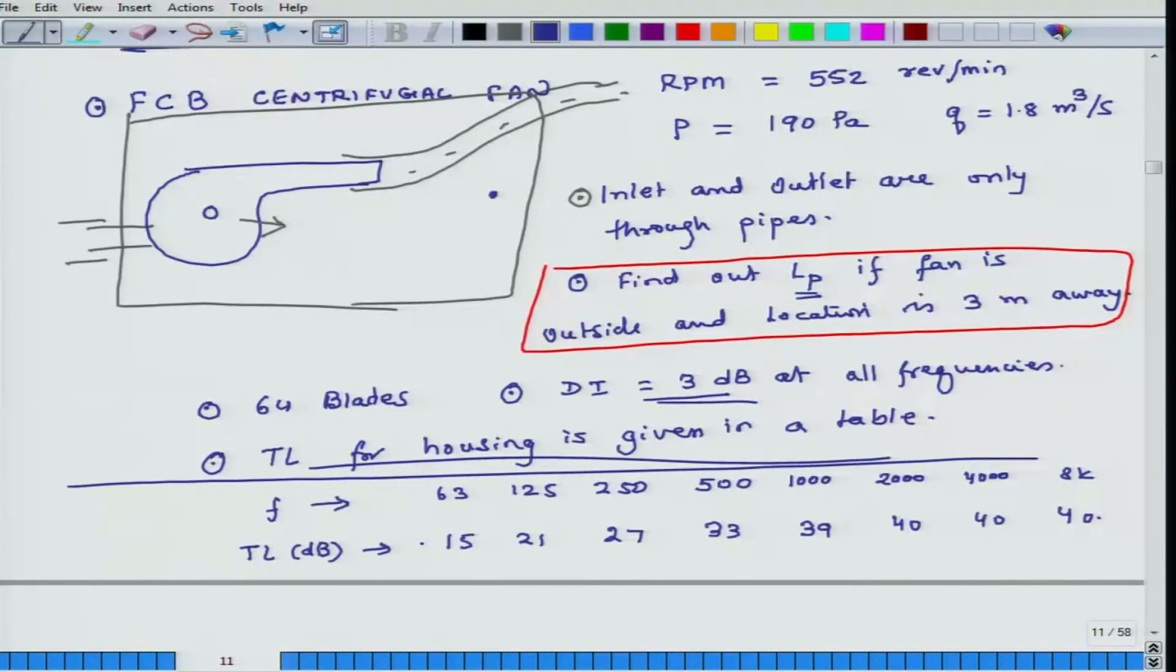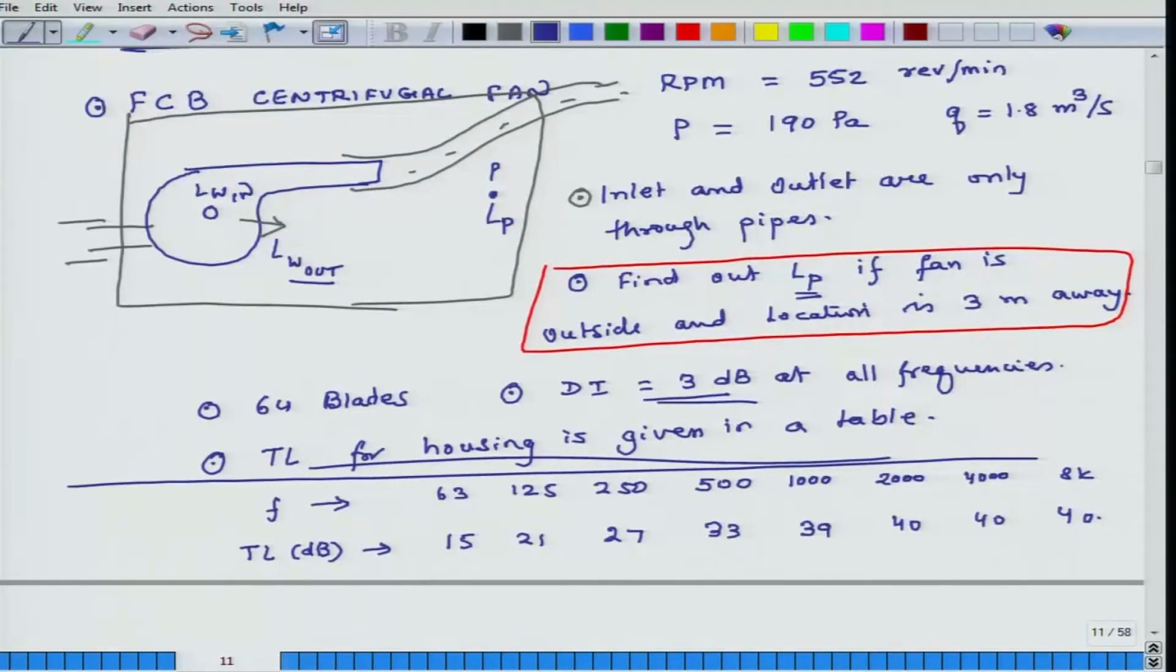So, with all this information, what we are supposed to do is find out LP, which is the sound pressure level at this point P. I have to find LP. To compute LP, I have to find LW out, and to compute LW out, I have to find LW in.